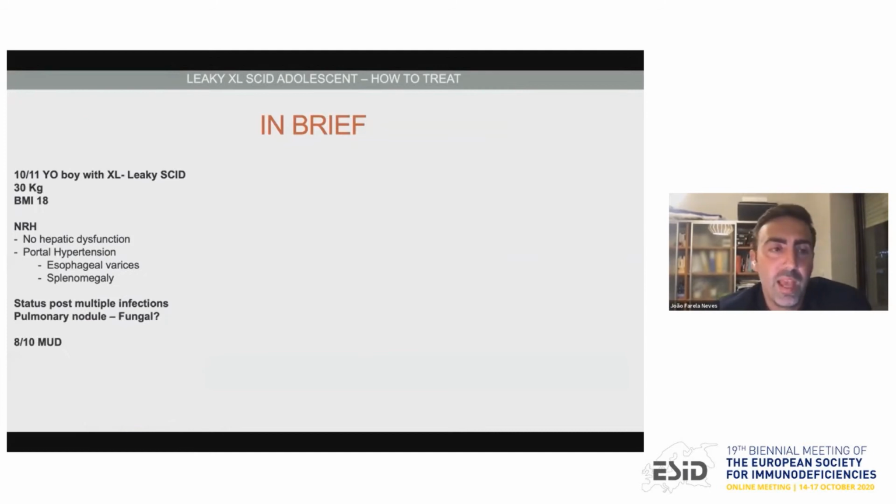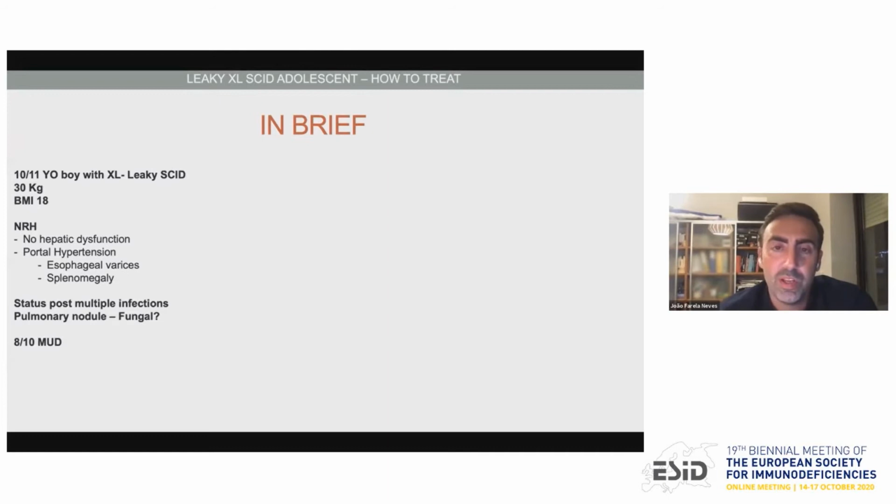So, in brief, we had a 10, eventually 11-year-old boy with an X-linked leaky SCID that weighed 30 kilograms and had a BMI of 18. He had a liver nodular regenerative hyperplasia, but no hepatic dysfunction, though complicated with portal hypertension, esophageal varices and splenomegaly. He had a status post multiple infections, but no active viral infection. And then he had that pulmonary nodule that was a probable fungal nodule. His best donor was an 8 out of 10 MMUD.